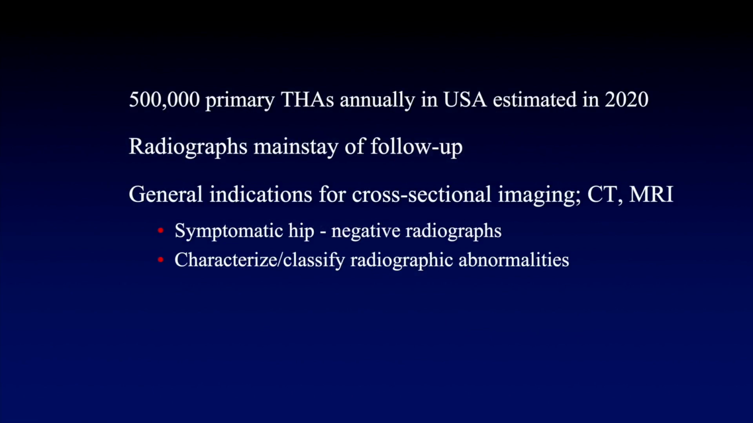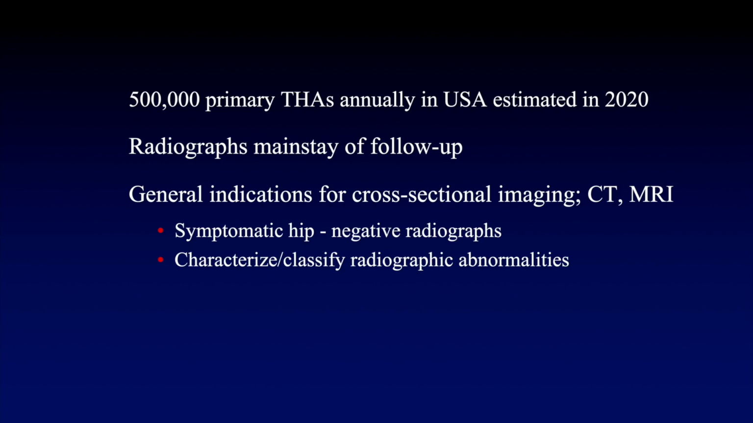So as we all know, total hip arthroplasties are an extremely common orthopedic surgical procedure, and it's estimated that over 500,000 primary total hip arthroplasties are performed annually in the United States. Radiographs are historically the mainstay of follow-up and assessment of total hip arthroplasties over time.